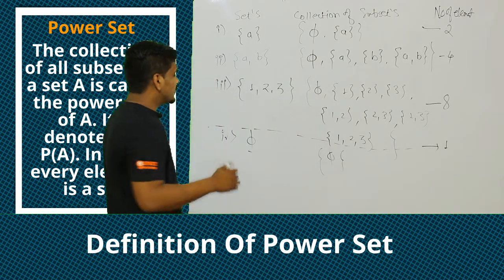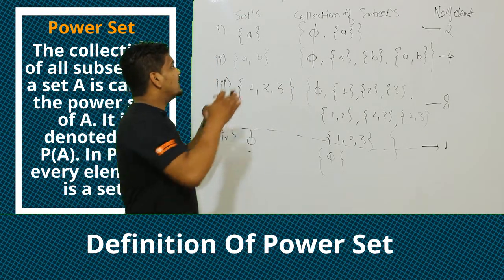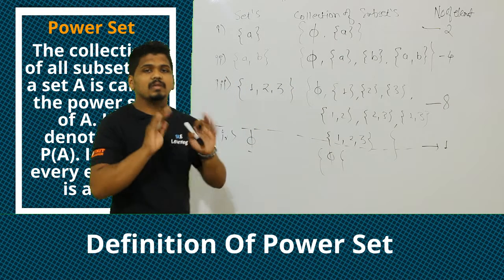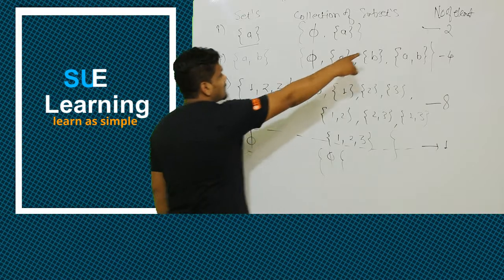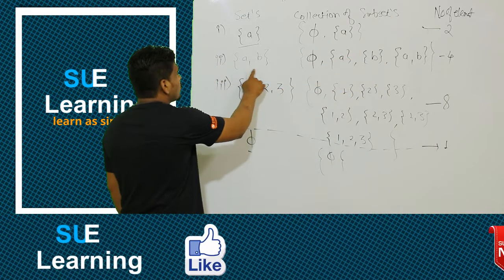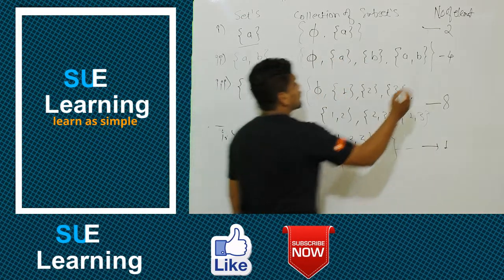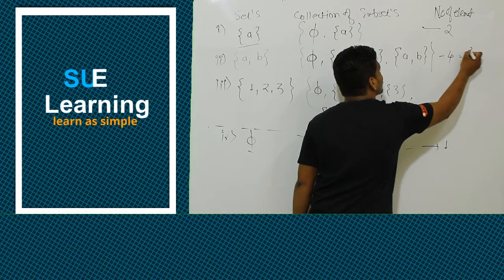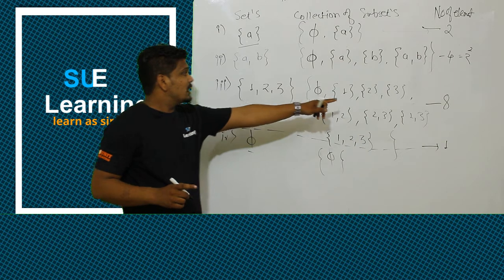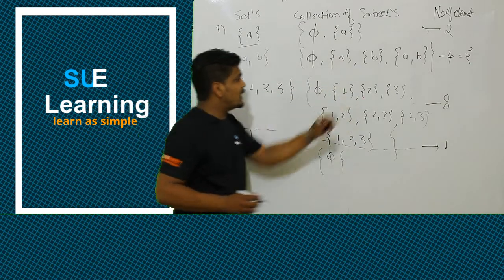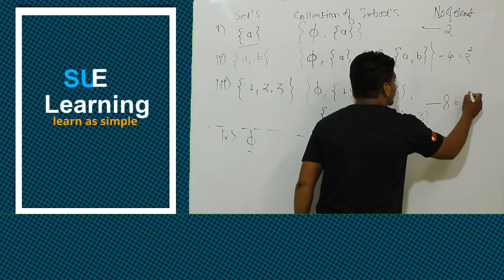Now we will see the relation between the number of elements in a set and the number of elements in the power set of that set. Here the number of elements was 2, and the power set has 4 elements. That 4 I will write as 2 raised to 2. And here the number of elements is 3, and the number of elements in your power set was 8. That I can write as 2 raised to 3.